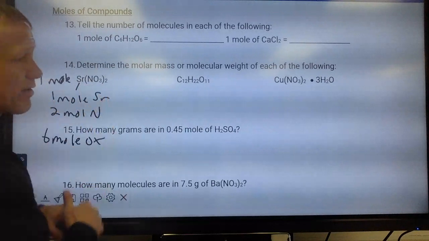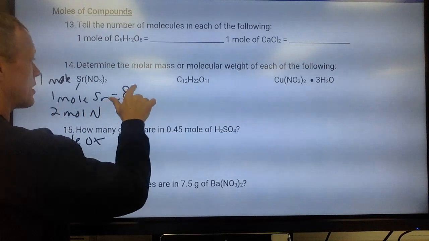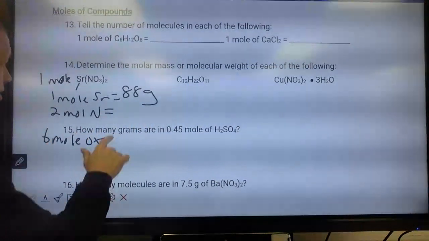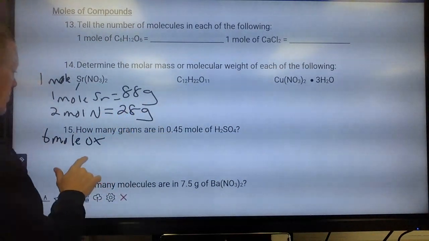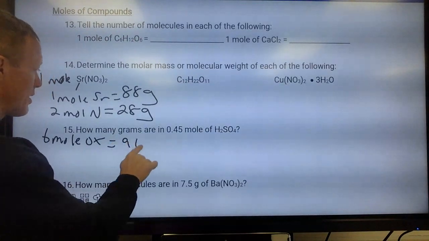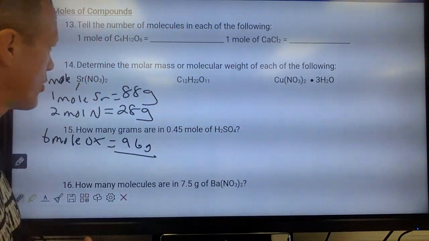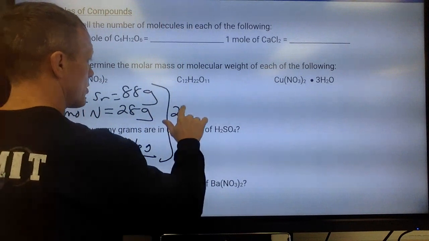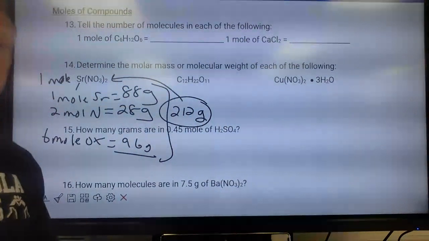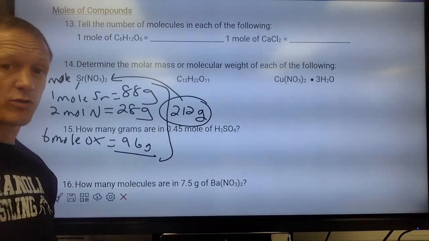To figure out what this would weigh for a mole, we have to add up each one. Look at the periodic table. A mole of strontium is 88 grams. A mole of nitrogen is 14 grams, so times 2 would be 28 grams. And a mole of oxygen is 16 grams, times 6 would be 96 grams. So I have to add all those up, and that compound is 212 grams per mole. So 1 mole of strontium nitrate is actually 212 grams. If I want to get a mole of strontium nitrate molecules, I have to get 212 grams of that compound.